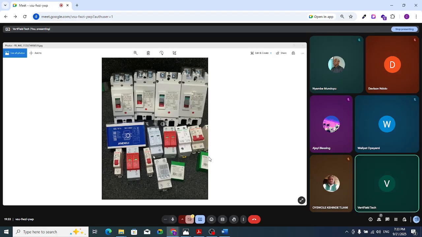Remember, there are two parts to your solar system. You have the DC part and you have the AC part. If you do not know, that is more reason why you should stick with us. Now, the picture I'm showing on my screen right now shows the various safety components.